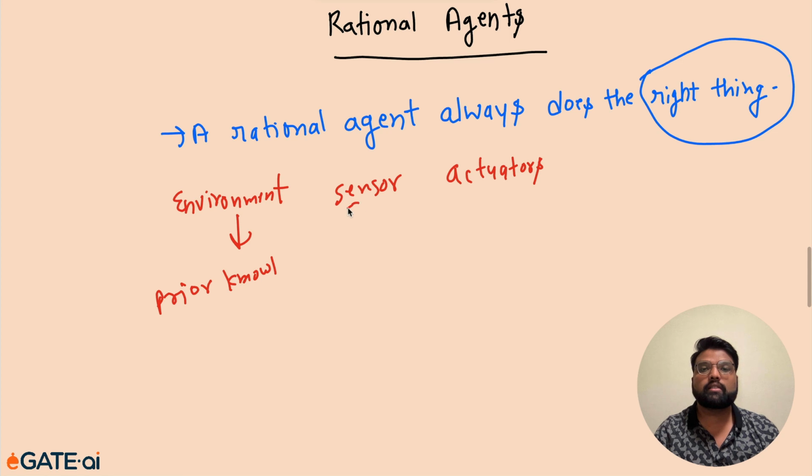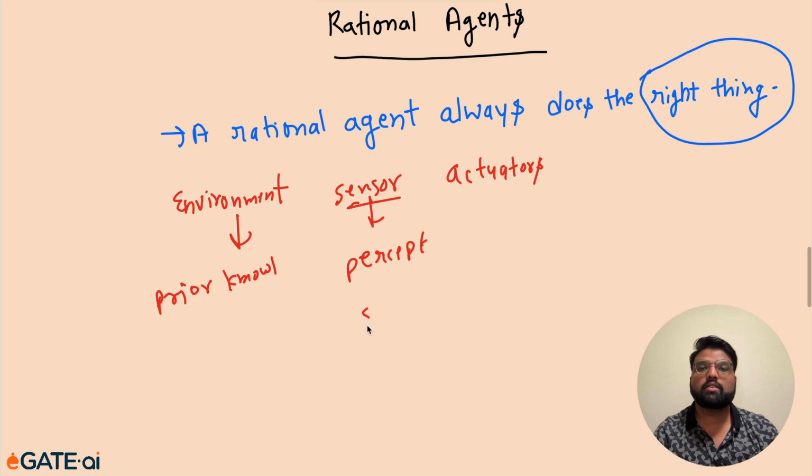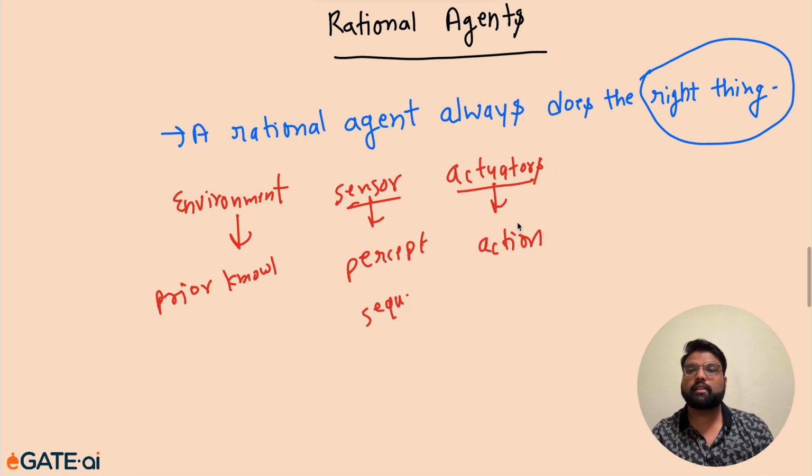What are the sensors? That means what is the percept sequence so far. By actuators, it means what actions it can take. Okay. So now, given a prior knowledge of the environment and given the percept sequence, the agent will take some action. So how do we measure if the actions are right or wrong? For that, we will have something called a performance measure.